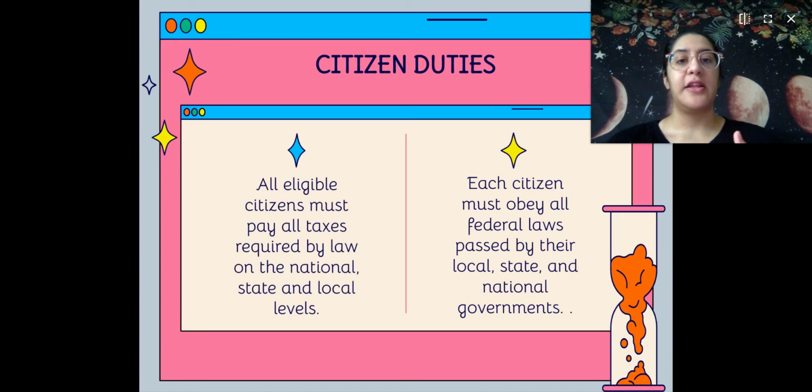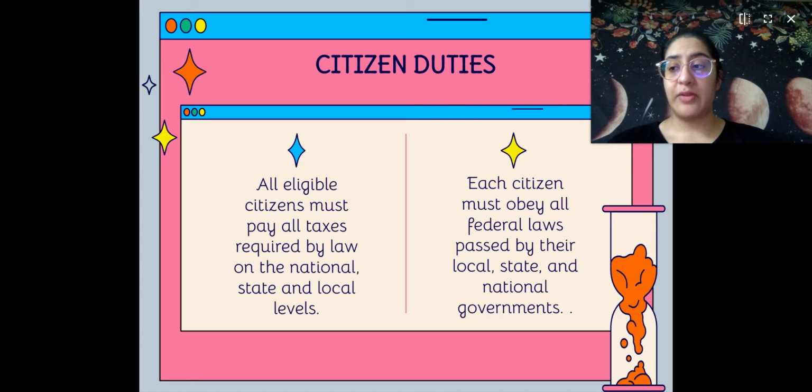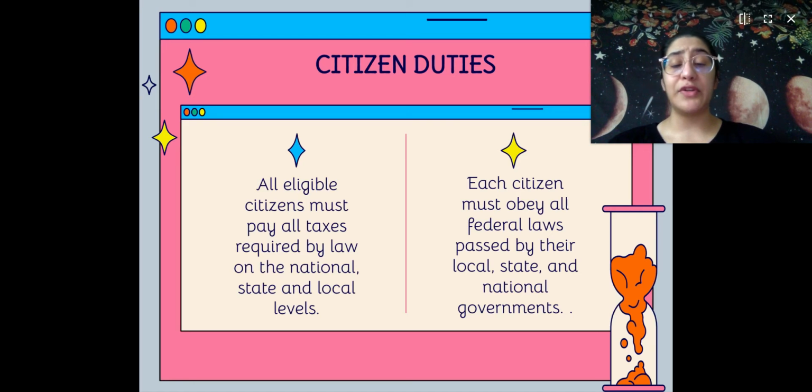Our next duty is that we have to obey federal laws passed by the national government, and we have to obey our local and state laws and all of those governments therein. So remember in our last lesson, we were talking about the different levels of government. When it comes to laws, there are a lot. You have national laws created by the federal government, and then you have state laws created by whatever state you're living in, and you have local city laws, and those change wherever you go.